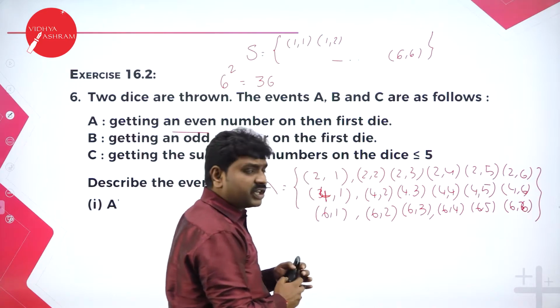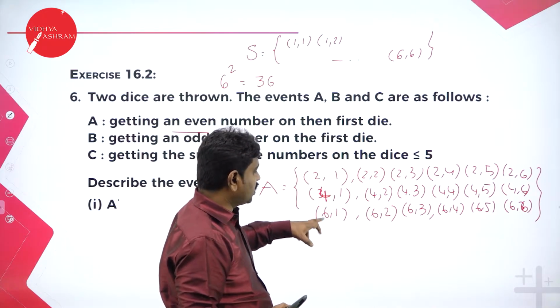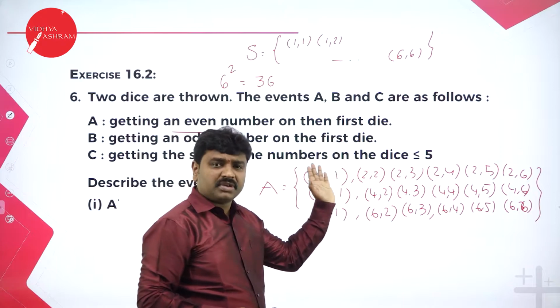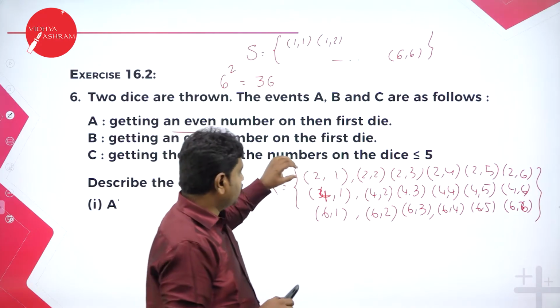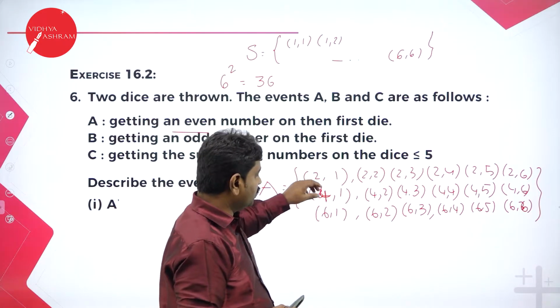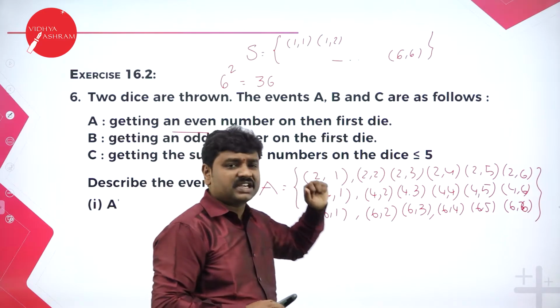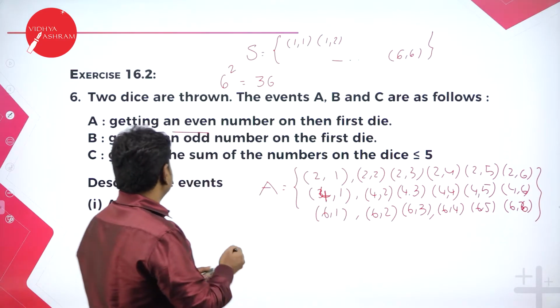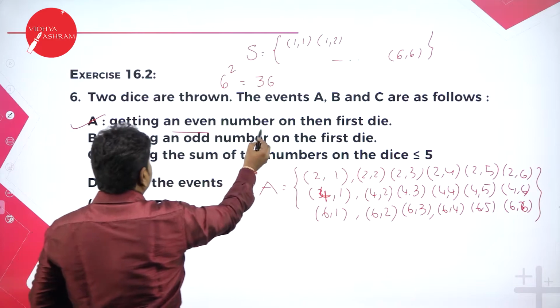The first die should be an even number. The first die may be 2, 4 or 6. Along with that the second die may be any of the 6. So for 2 we'll get 6 outputs, with 4 we'll get 6 outputs, with 6 we'll get 6 outputs, total 18 outputs. That is event A, getting an even number on the first die.